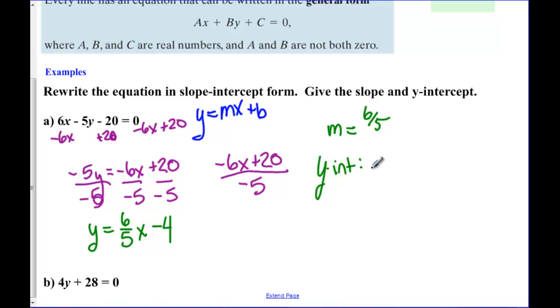Negative 4. And then I'm going to be really nice and go the way I want to go, which will be 0, negative 4. Again, just whatever directions MyMathLab gives you. That one okay? All right.